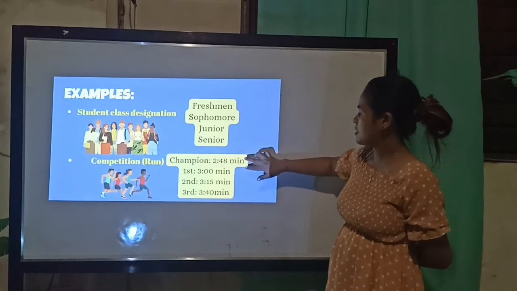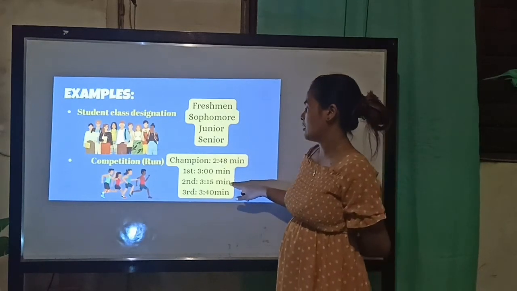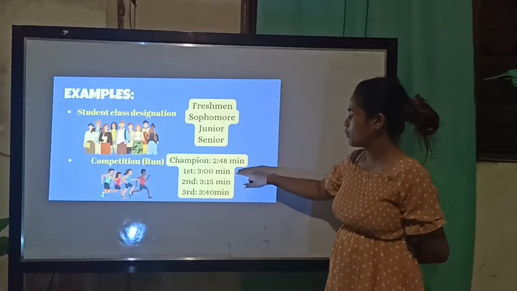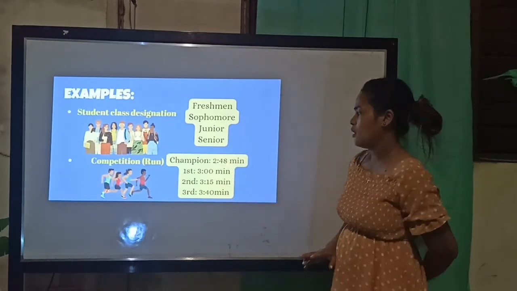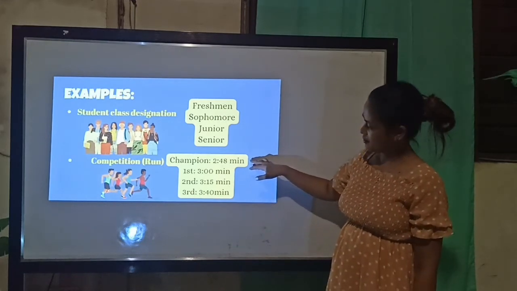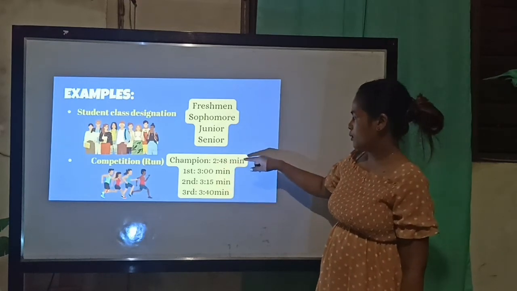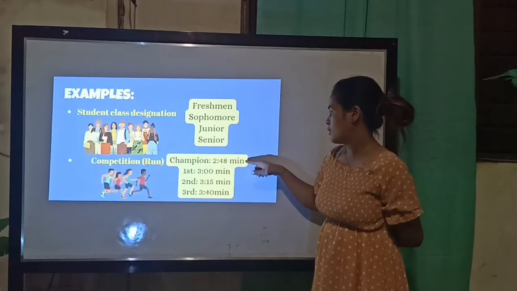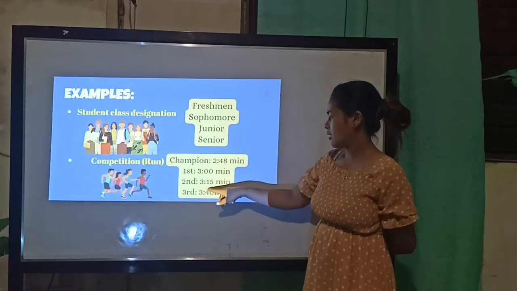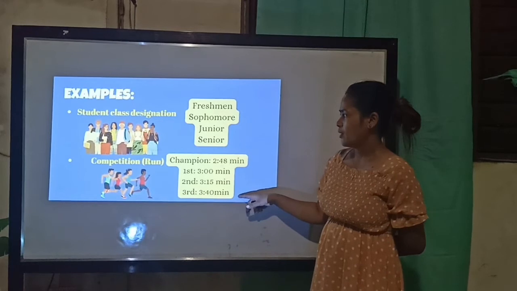This difference, the 12 seconds, doesn't mean that the second runner is 12 seconds slower. So the difference between the data here is unknown. It doesn't matter. The only thing that we must see is the ranking. So ito yung pinakamabilis, 2 minutes and 48 seconds. Then the first, 3 minutes. The second, 3 minutes and 15 seconds. Then the third, 3 minutes and 40 seconds.